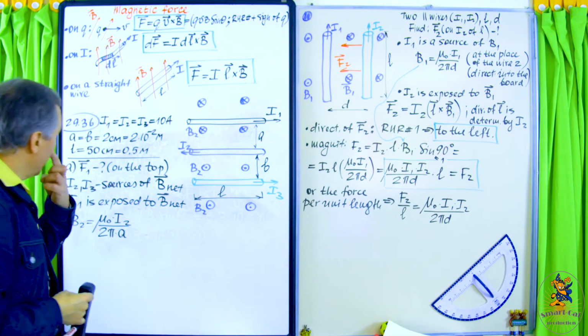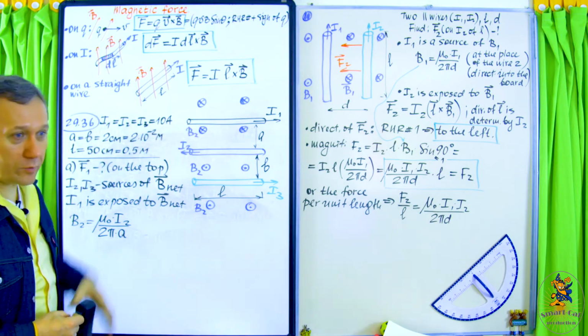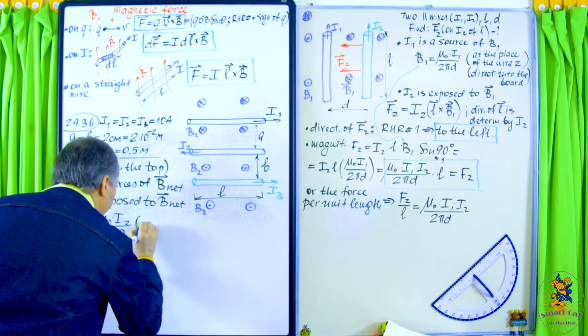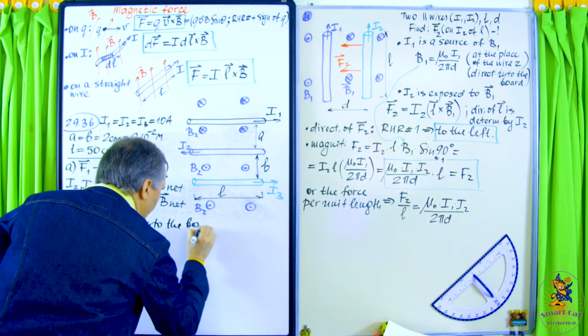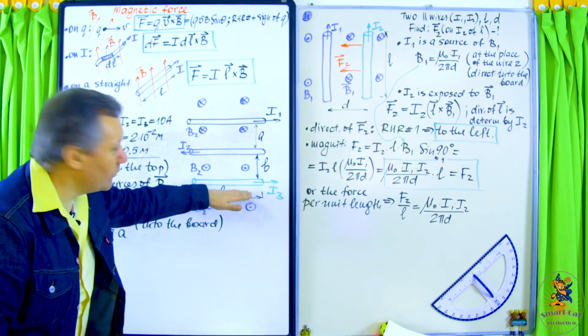Right? Since our wire I1 is above the blue wire, it's a cross into the board. So let me write: into the board. Okay, now let's do the same for wire number 3.